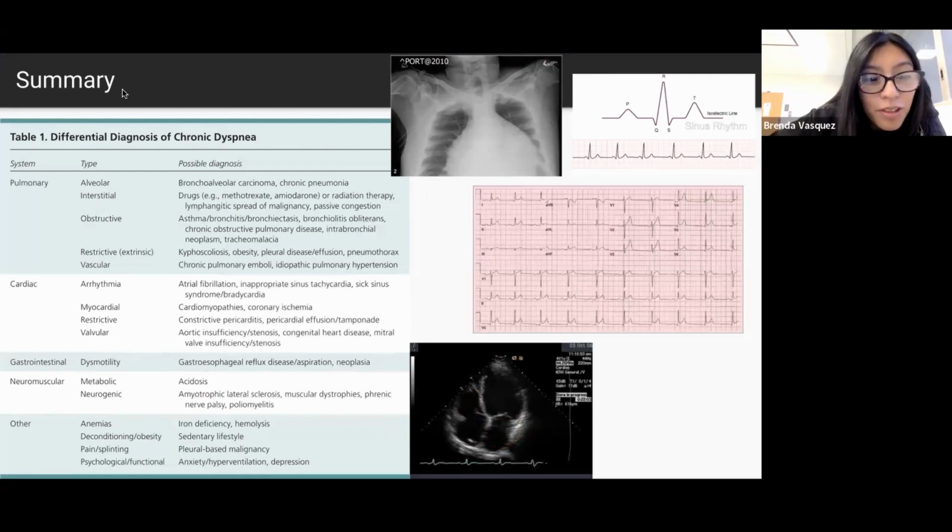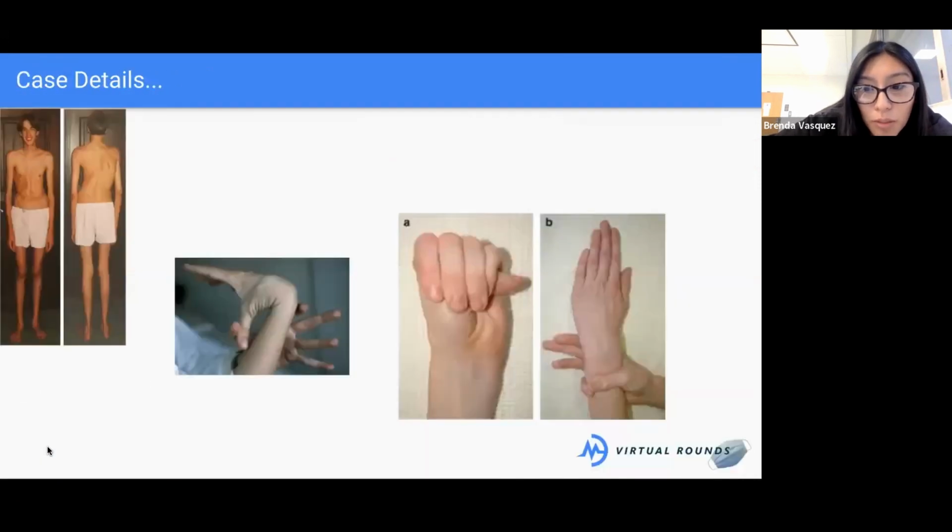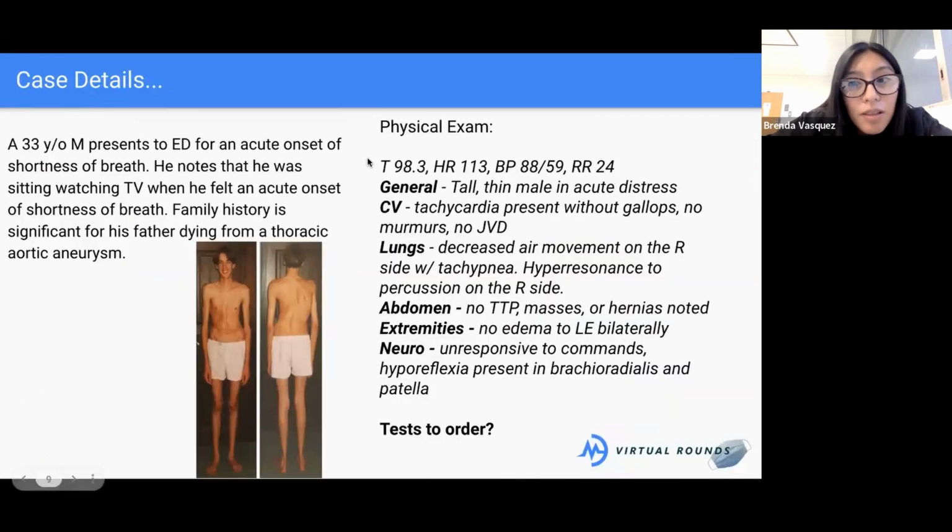I have a quick question. I'm wondering, how does the patient's family history fit in? Could it have been a sign that his dad died from this aneurysm, to indicate that maybe something serious is going on?